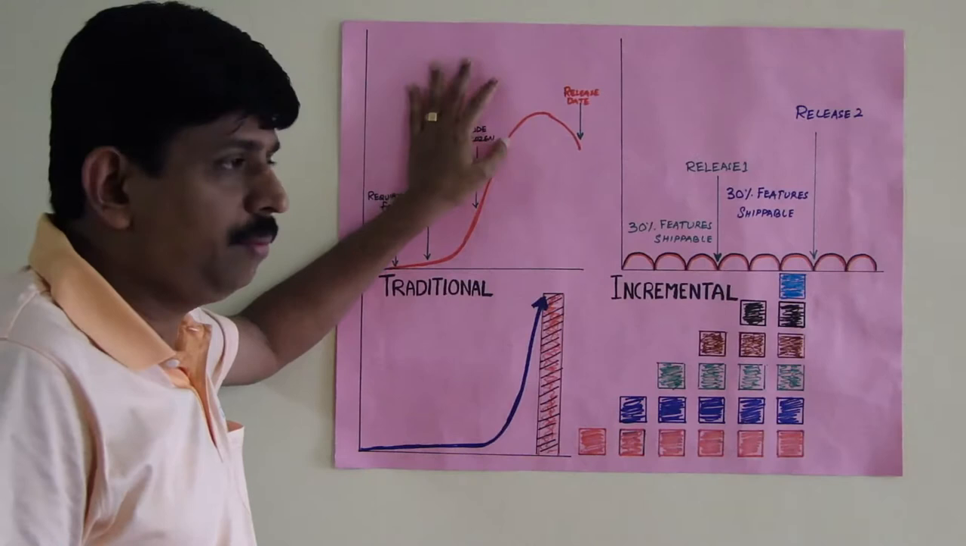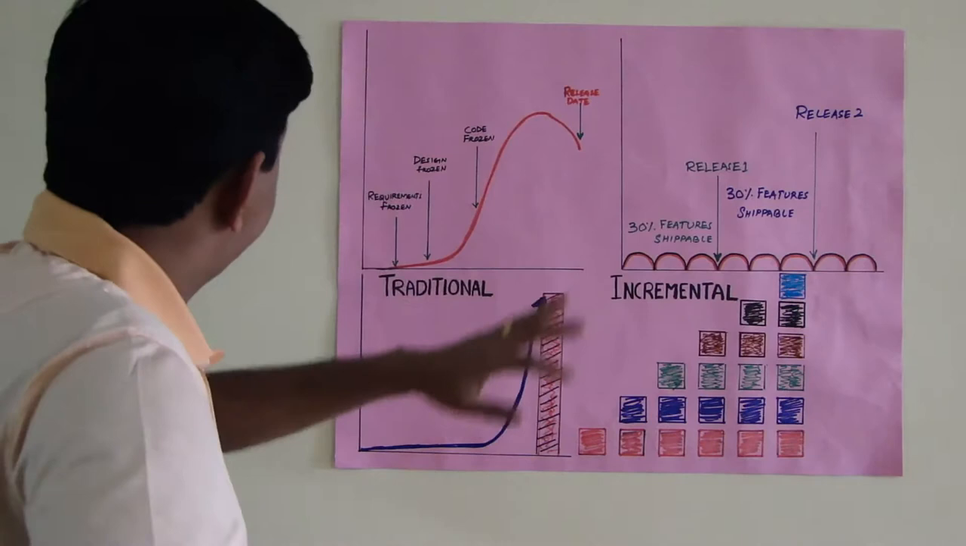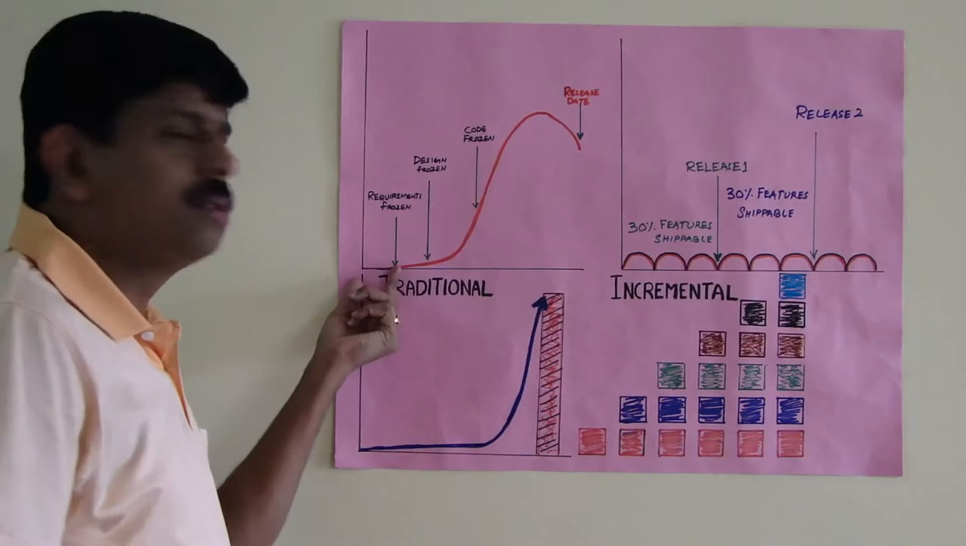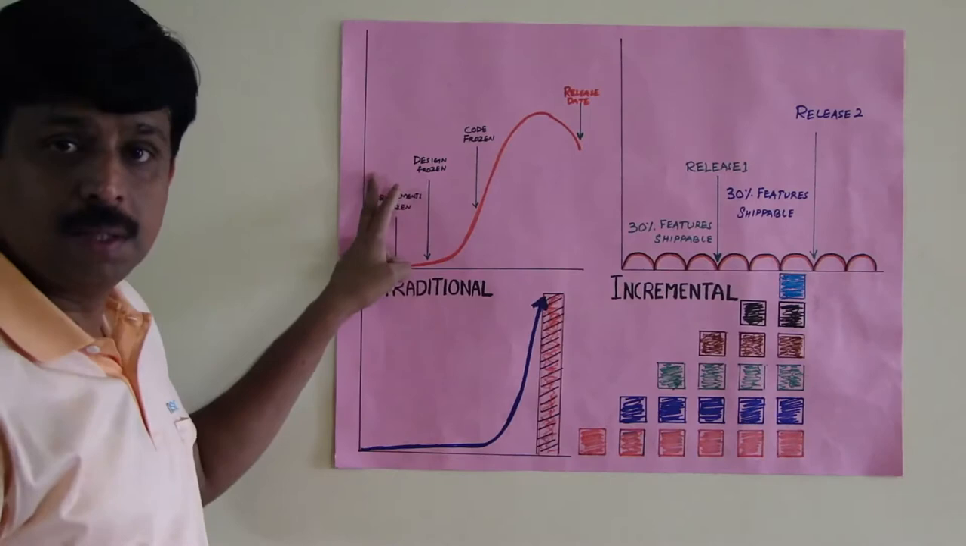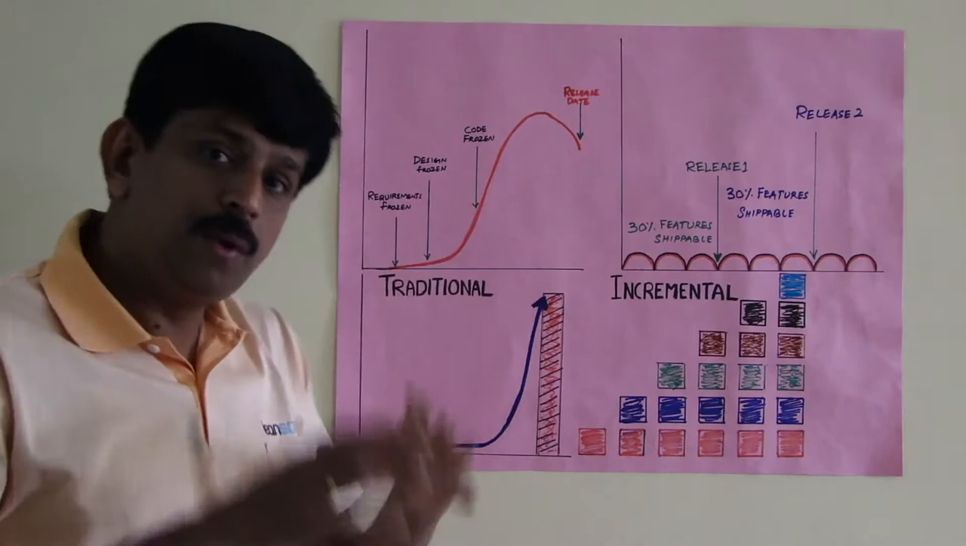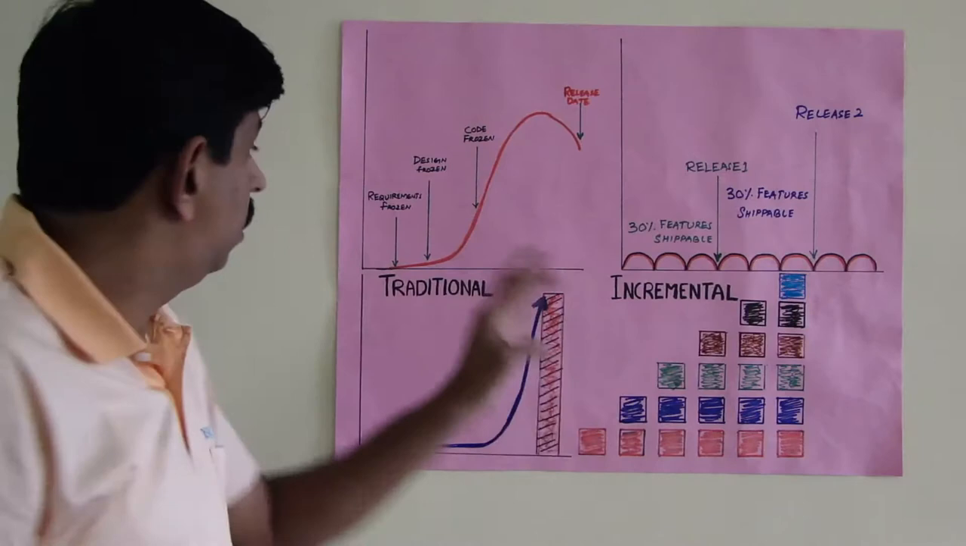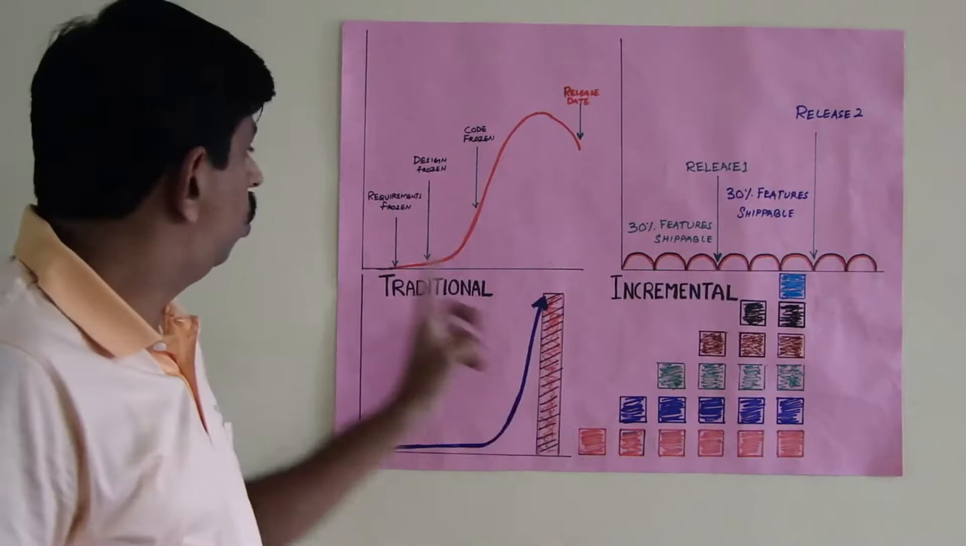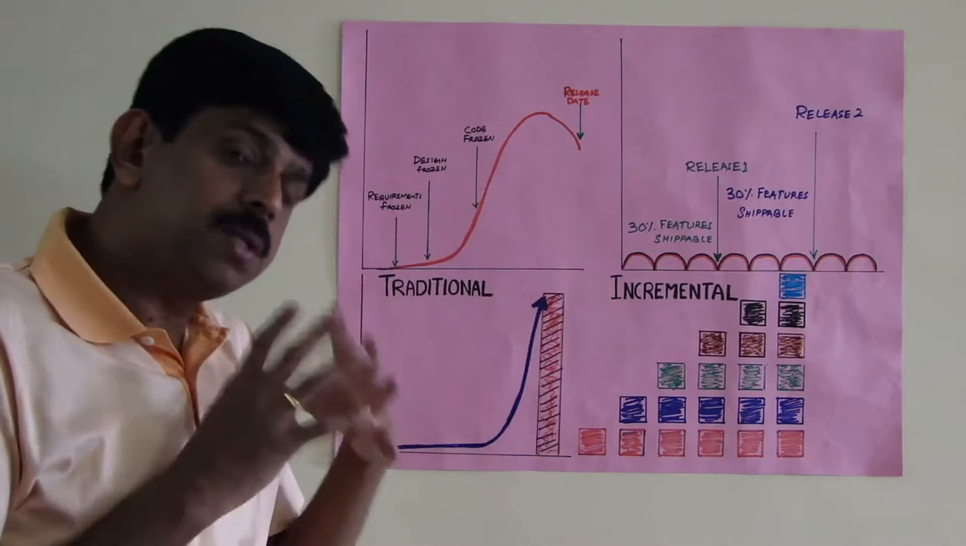Look at this. In a traditional world, we assume that we spend a couple of days understanding the requirements, and we assume that we understood them very well. So we freeze the requirements, and then we get into the design. When we do high level design and low level design, based on the requirements we understood, we freeze the design too. Who does this? Maybe one or two architects. Then a bunch of developers come in and do a lot of code.